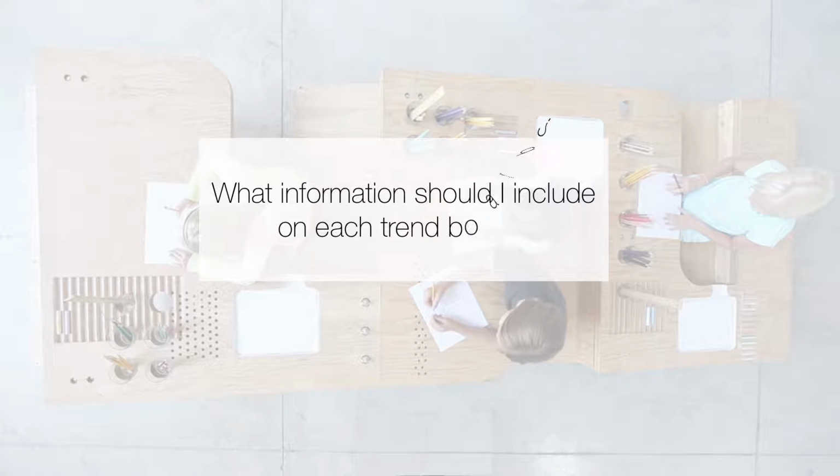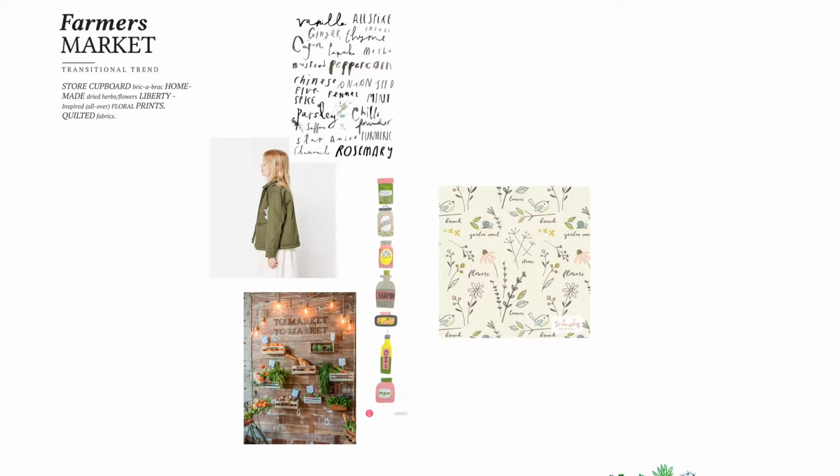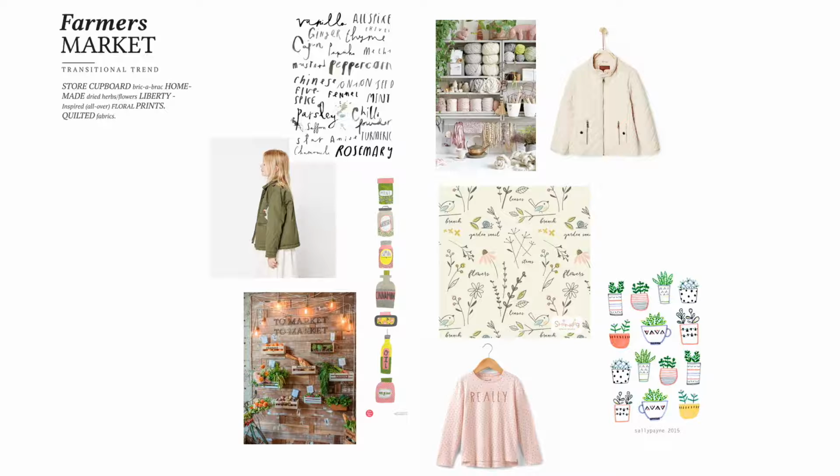So what information should you include on each trend board? The first thing you want to include is the name of your trend. For example, in this instance, it's farmers market. The next thing is the position in the season that this trend is aimed at. So we have spring, summer trends and autumn, winter trends. But each of those seasons we also split up. First of all, it begins with a transitional trend, then autumn, then winter, or spring, then summer. Then you want to just give a very brief outline of the trend, including some buzzwords or keywords for the trend. Then obviously all your key images for the trend that build up the picture and overview of the trend visually.